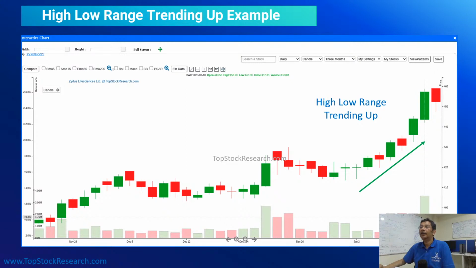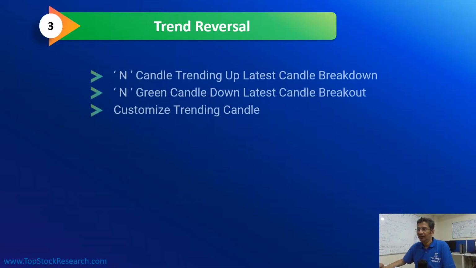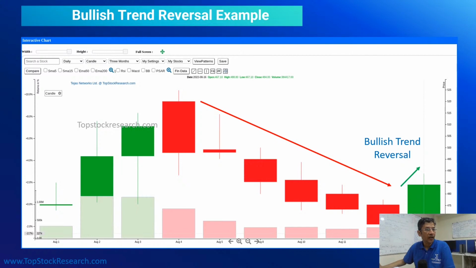Okay, low range candle trending up, high low range candle trending up, right? And the example out here, right, which is there. Trend reversal, we have briefly seen: candle going up, candle, and then the latest candle breaking down. Do you want me to repeat this, or I can skip for now?